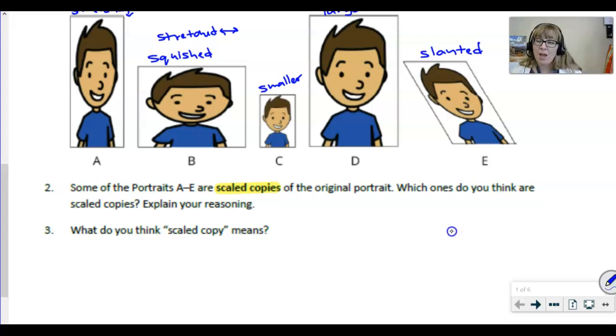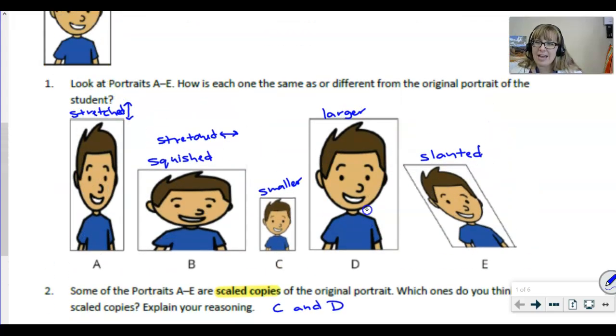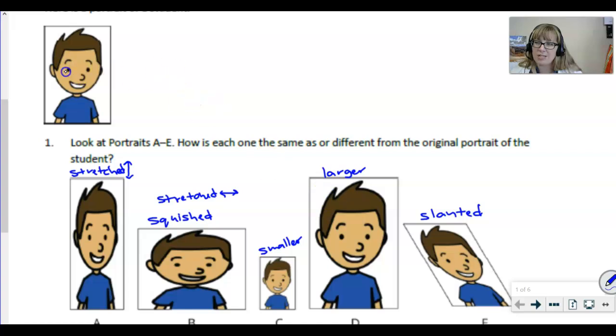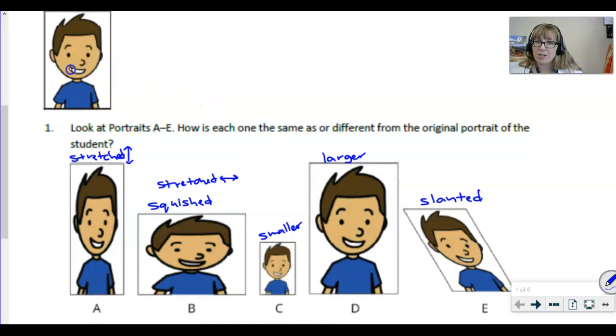And we're back. I hope that you came to the conclusion that C and D are scaled copies. And that leads us directly into, what do you think scaled copy means? So if you had a struggle answering this question, you didn't correctly say C and D, again, I want to tie it back into, this is the school portrait that you took and your parents ordered pictures. Which ones are they going to be the happiest to receive? Are they going to be happy to receive this one? And I think that you understand that the answer is no. They're not going to be happy. That doesn't look like you.